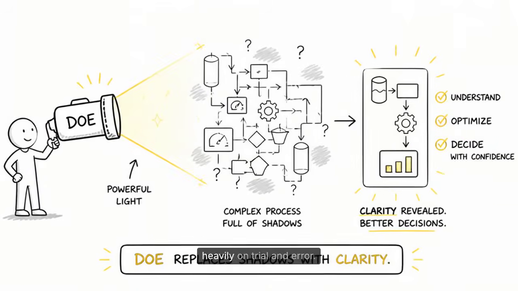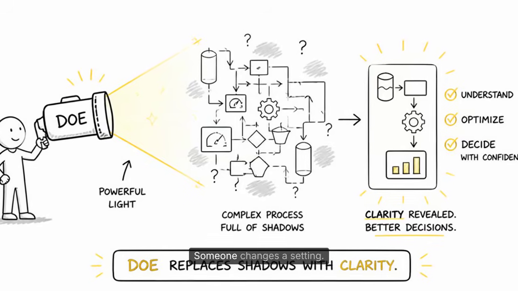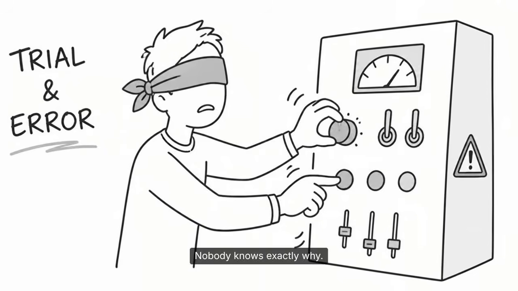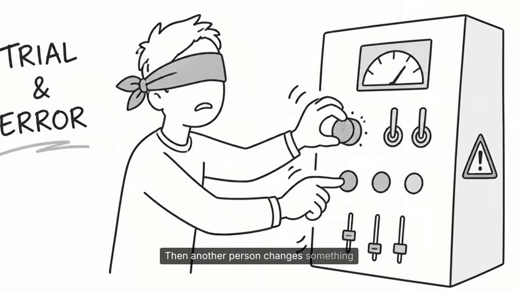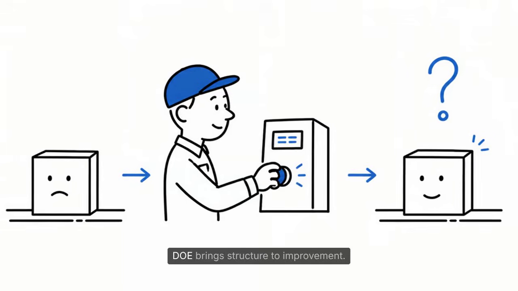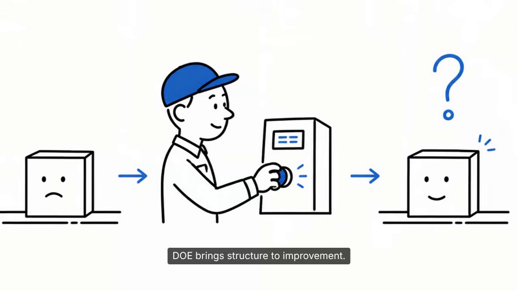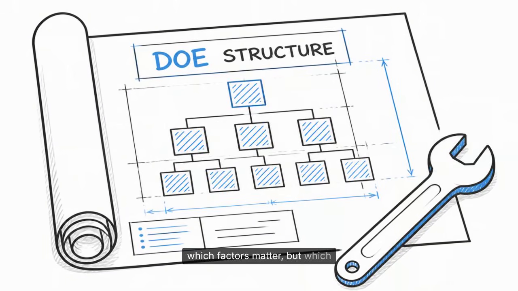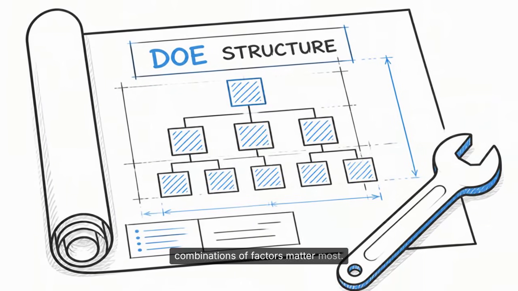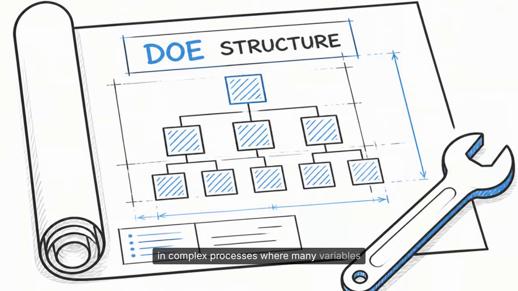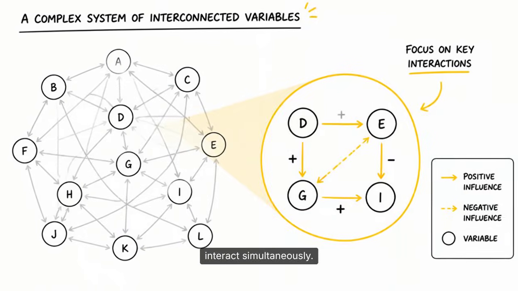Most businesses rely heavily on trial and error. Someone changes a setting. Production improves slightly. Nobody knows exactly why. Then another person changes something else and accidentally creates new problems. DOE brings structure to improvement. It allows teams to identify not just which factors matter, but which combinations of factors matter most. This is especially important in complex processes where many variables interact simultaneously.